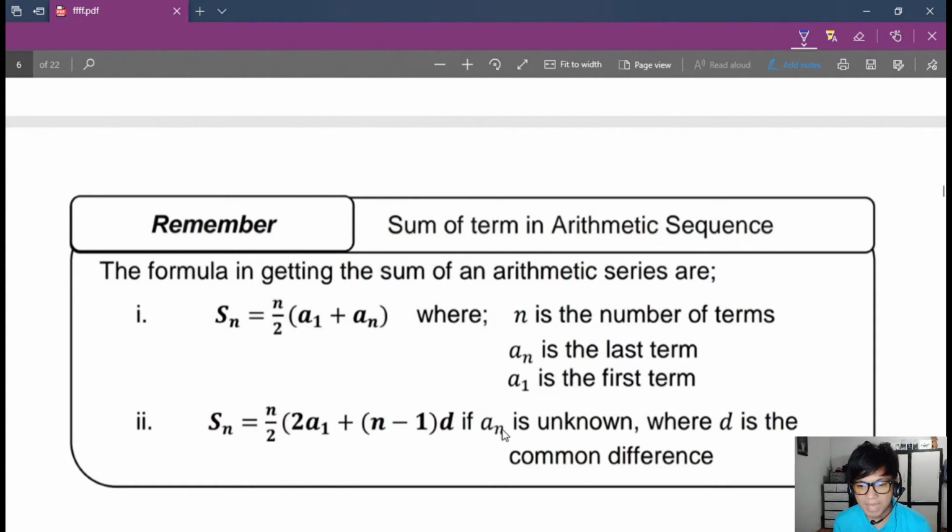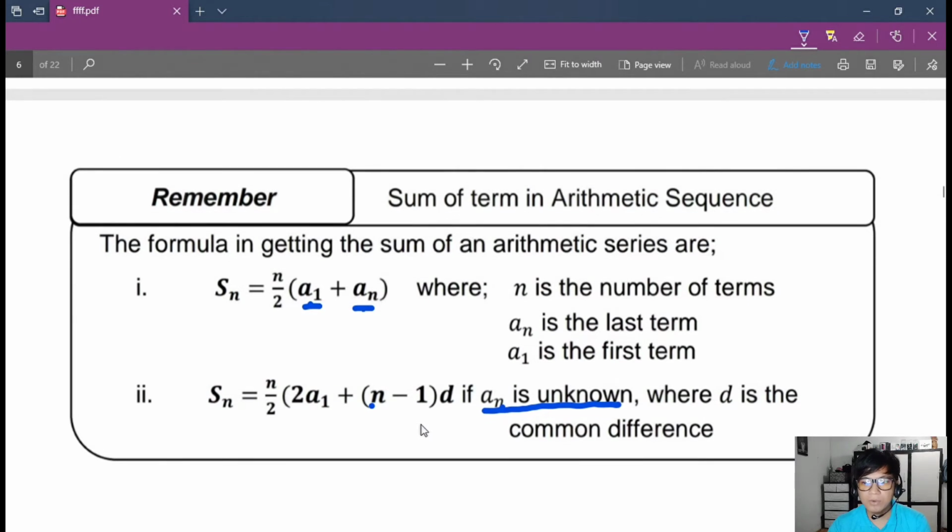Ito ginagamit if a sub n is unknown. Hindi natin alam yung last term. Ito siya ginagamit pag meron siyang first and last term. Ito naman ginagamit pag hindi natin alam yung last term, pero meron siyang common difference pati meron siyang first term. So, dalawang formula. Ito ginagamit, merong first term and last term. Ito siya pag hindi alam yung last term.